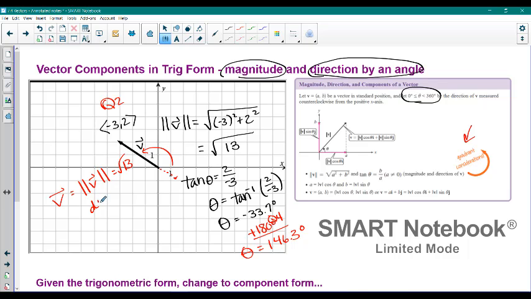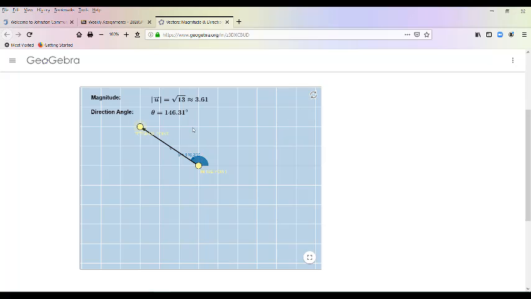So vector V, named by magnitude and direction, has a magnitude of square root of 13 and its direction angle would be 146.3 degrees. We can verify that going to the GeoGebra site, and you'll have access to that. You'll be able to use it if you want to. -3, 2, we see square root of 13 as our magnitude and 146.3 as our direction.